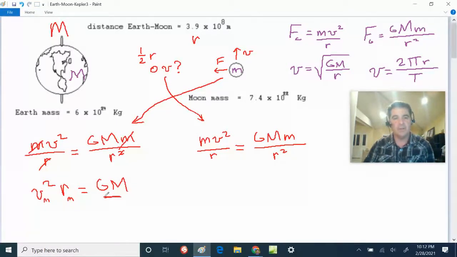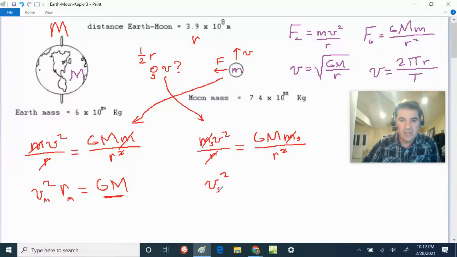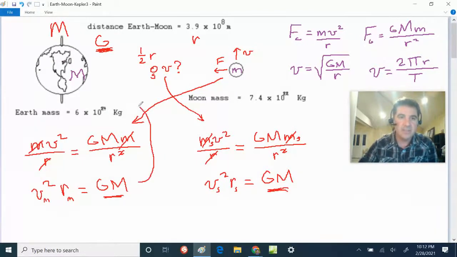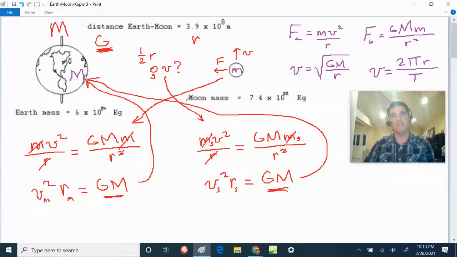These two are constants. Over here, the same thing applies, but this time I'm talking about the satellite, S. The mass of the satellite cancels, and this radius of the satellite will cancel one of these. Once again, if I put all the constants on one side and all the things that are not constant on the other side, I get v squared of the satellite times r of the satellite equals GM. That's a constant. G is obviously a constant, the universal constant, so come on now. And M is going to be the mass of the Earth. So those two things are constant.